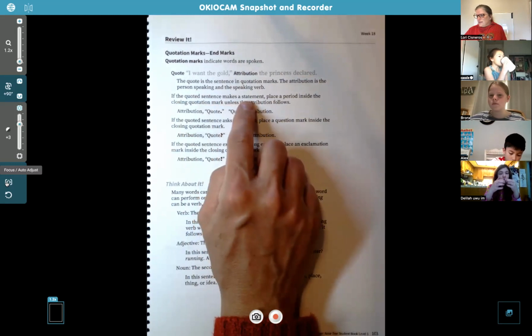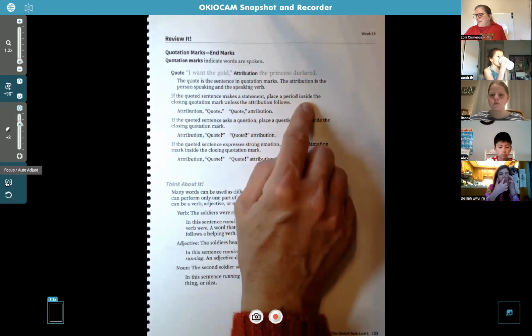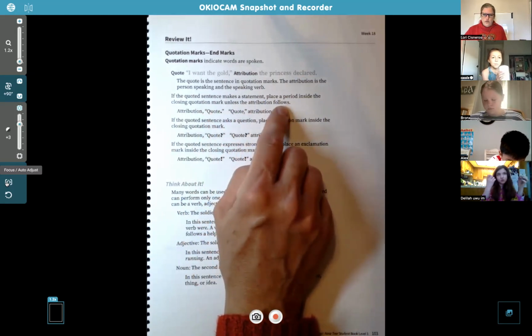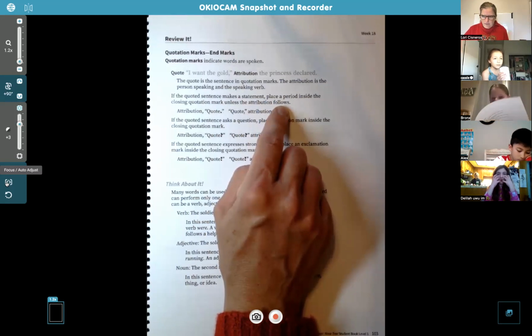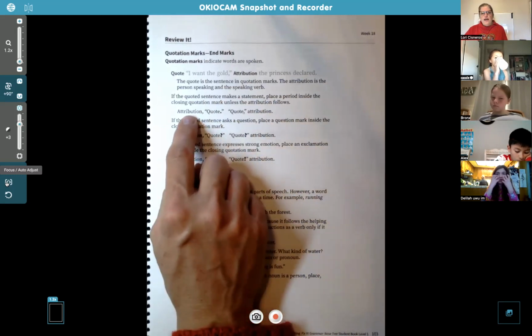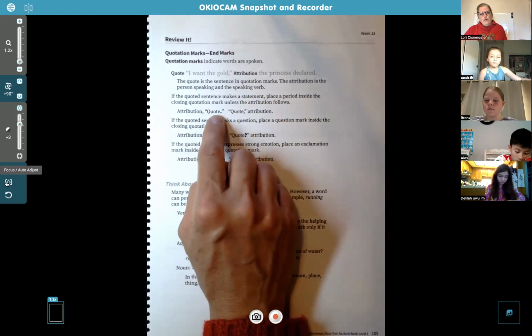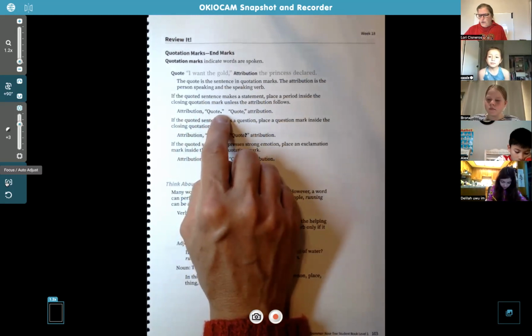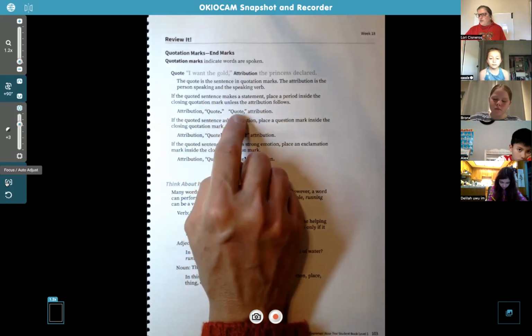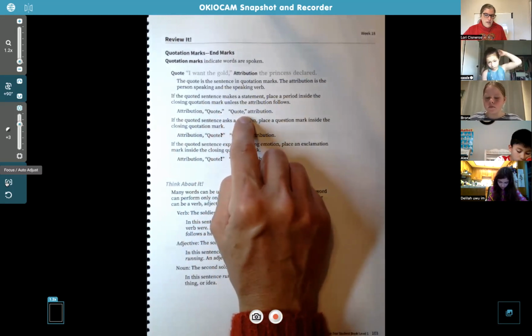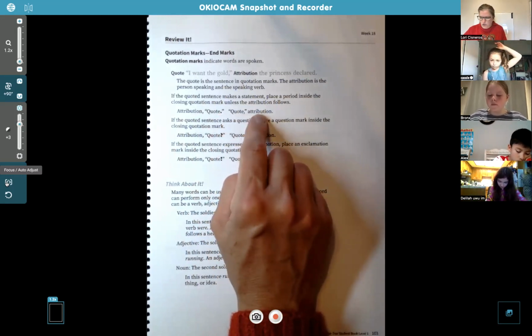If the quoted sentence makes a statement, place a period inside the closing quotation mark unless the attribution follows. Okay, so there's a couple ways you can write when someone is speaking. Here, if you put the attribution first, that means who's speaking, right? Then you put a comma, and then you put their quote with a period inside the quotation mark. You see where that period is right there? But if you want to put the quote first, you will use a comma if you put the quote first and then the attribution.